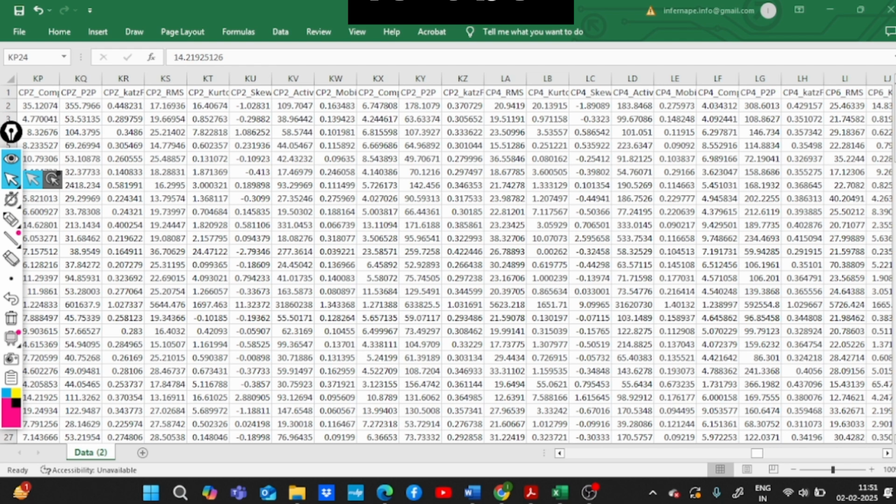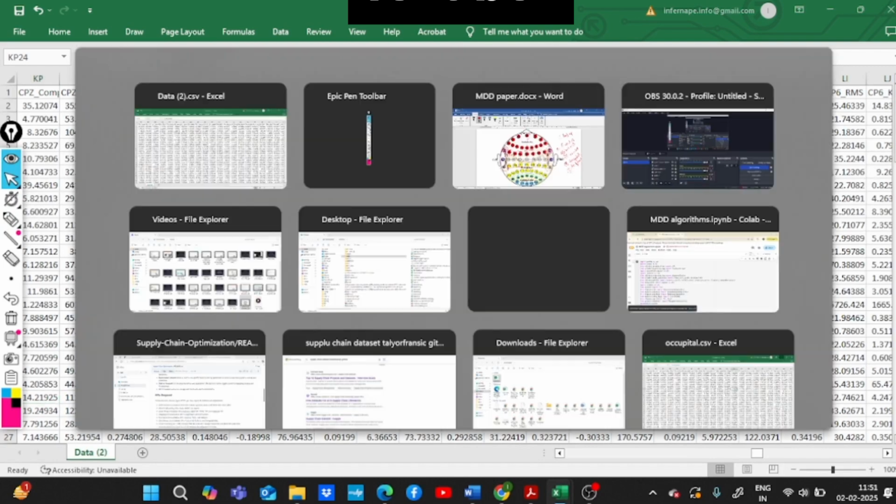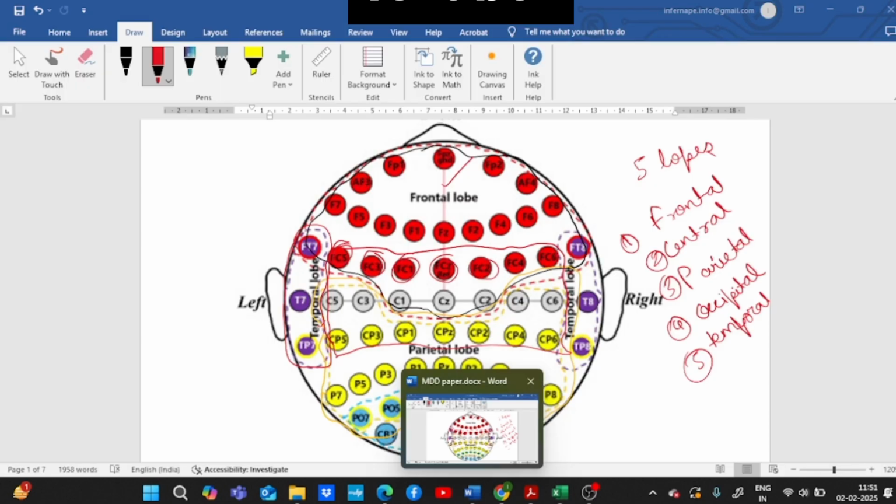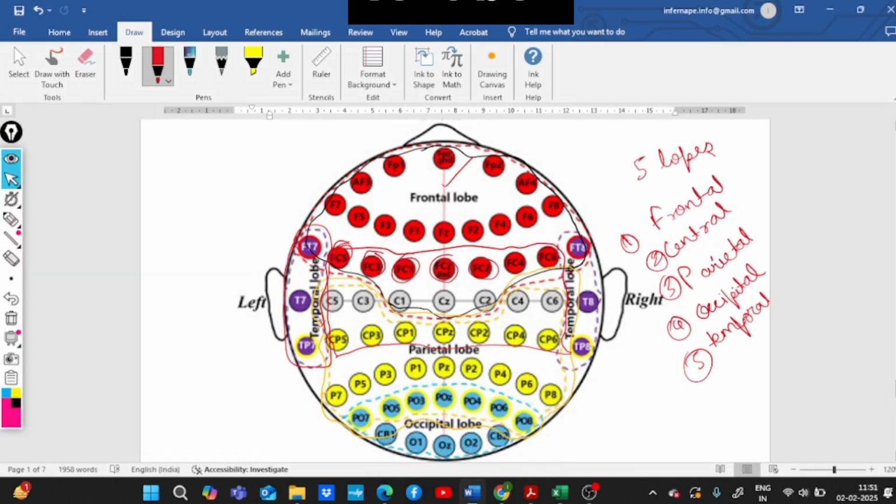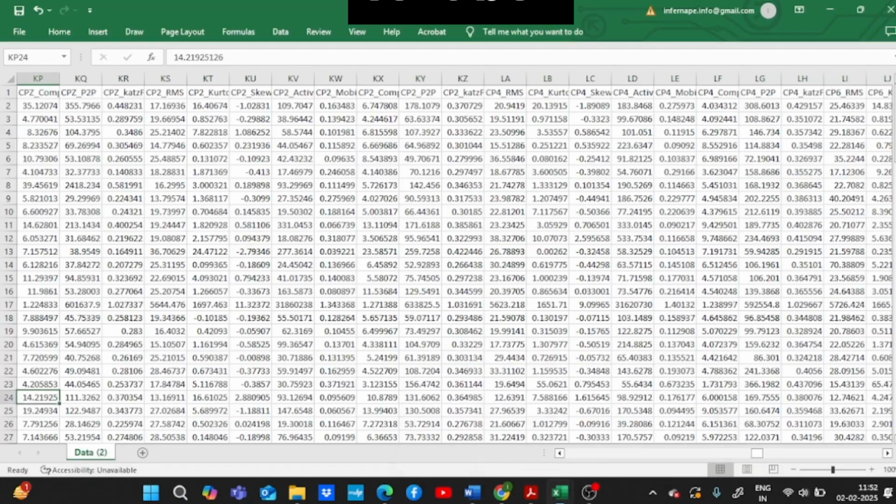If you see, here it is CPZ, parietal lobe. Where the electrode CPZ is, let me come over there. See over here, CPZ, this electrode where I'm circling. For one signal given by this electrode, he has collected 7 features. He has obtained 7 features. So this is the first feature, CPZ complexity, as you can see over here.